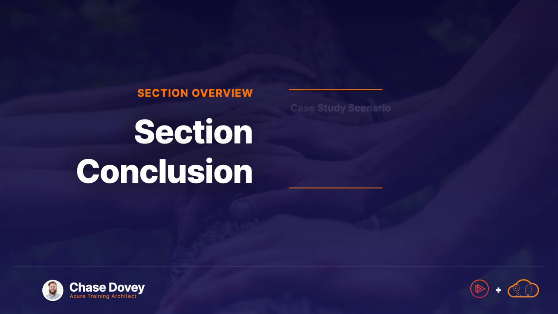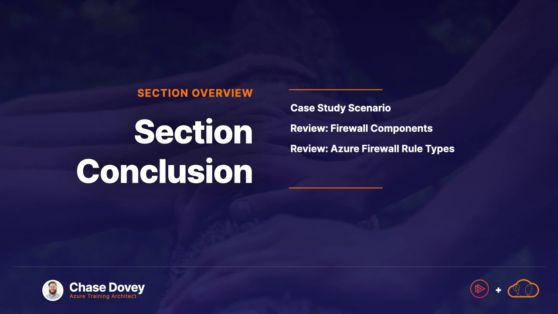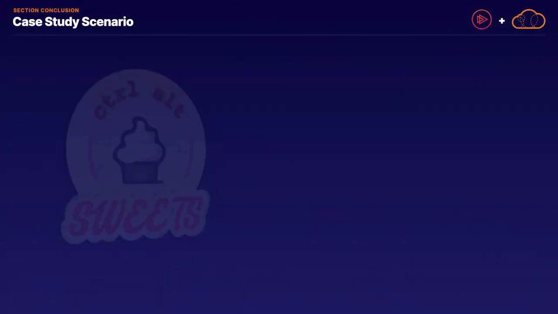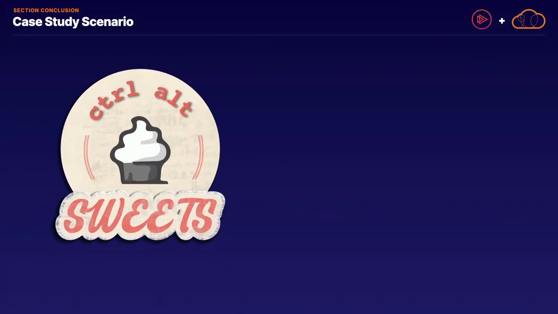We're going to cover a case study scenario example so that we can break down reviewing the firewall components, the firewall rule types, and the firewall rule management styles that we have. So without further ado, let's get started with our Control-Alt-Suites organization that we've grown so familiar with.